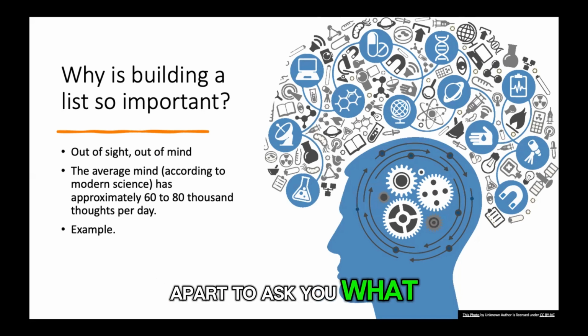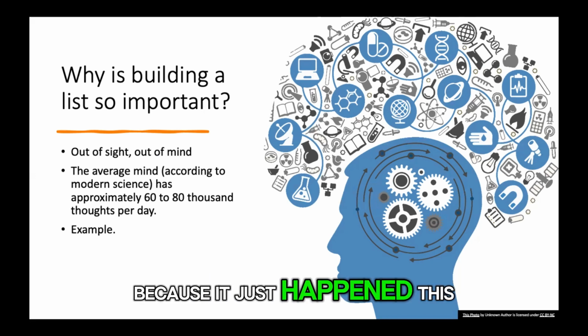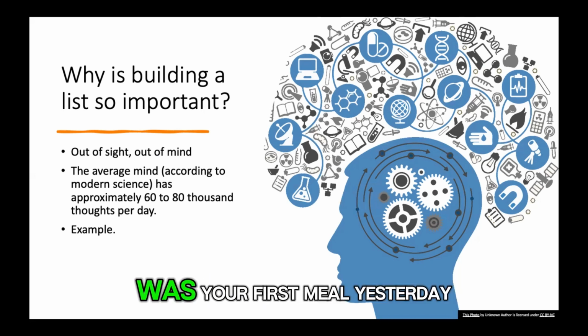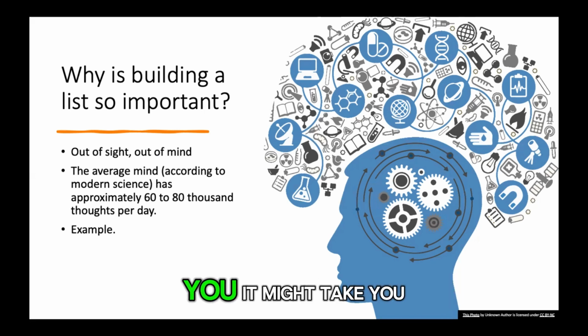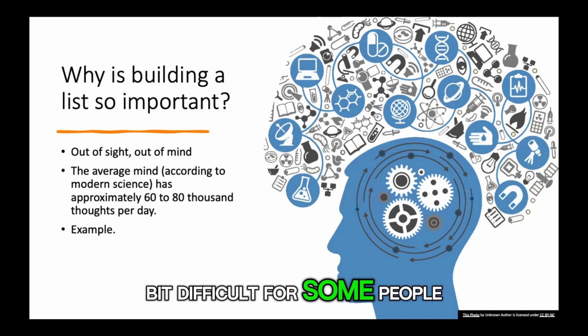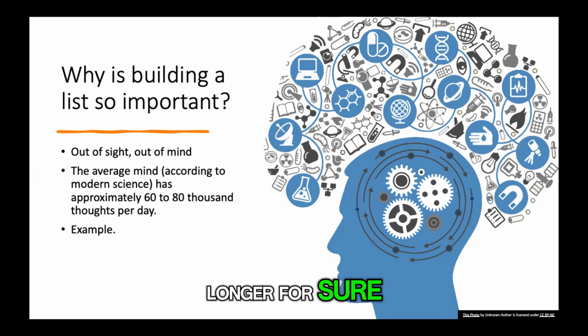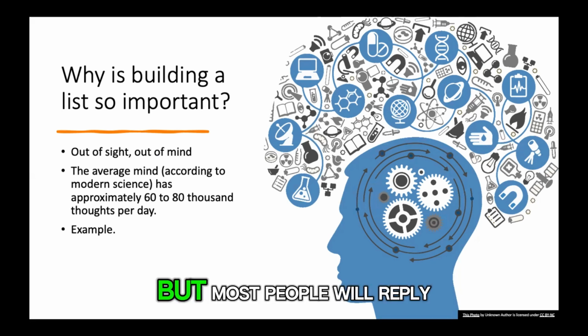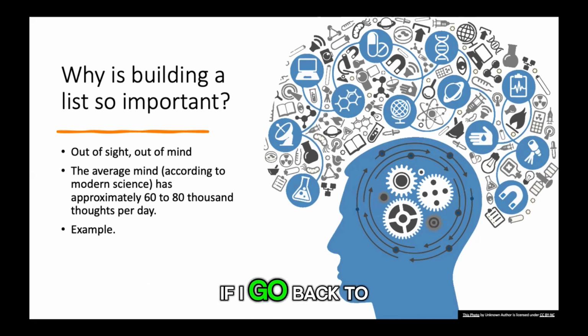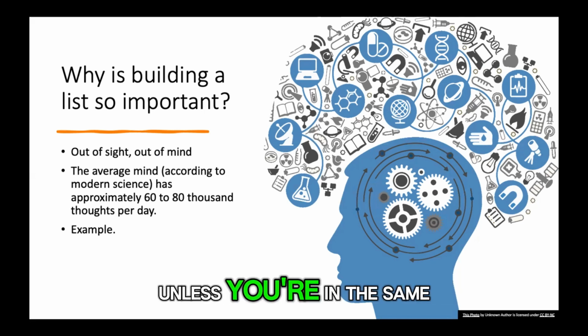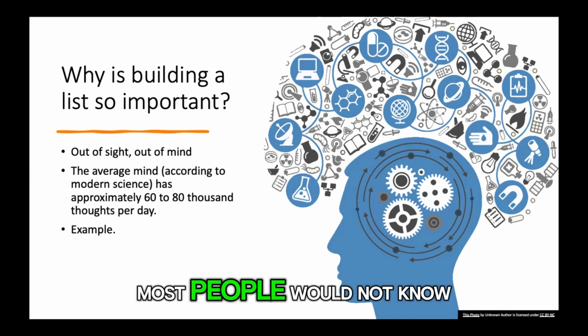If I were to ask you what was your first meal today, you'd probably be able to answer quite quickly because it just happened this morning. If I asked what was your first meal yesterday, it might take you two to three times longer, but most people can reply. If I asked about three days ago, it can get a little bit difficult for some people. It will take a lot longer, but most people will reply. Now, if I go back 10 days, 15 days, 30 days, it becomes almost impossible unless you're eating the same thing every single day. Most people would not know what they had.